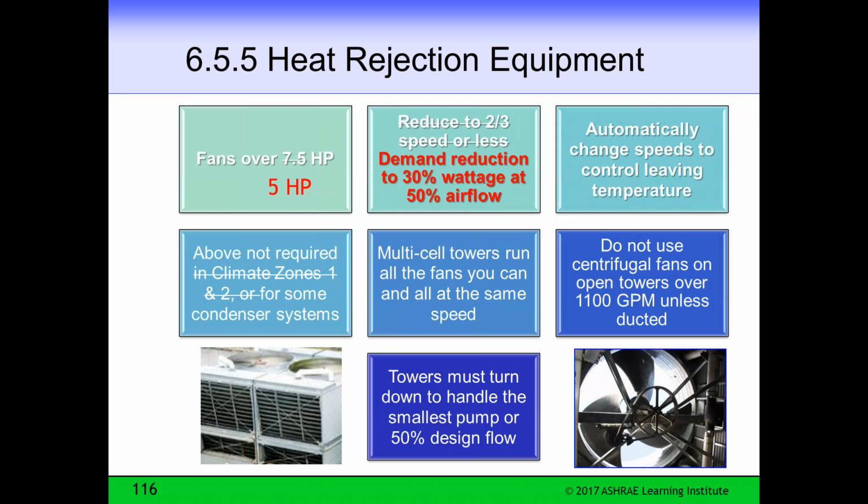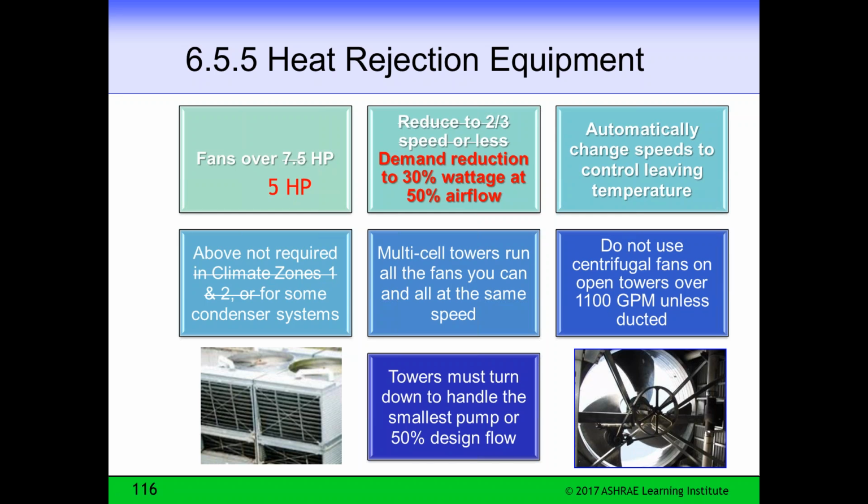And we do not use centrifugal fans on open towers over 1,100 GPM unless ducted. So if you have to use a centrifugal fan because the cooling tower is in the basement and you have to duct it out of the basement and you need that static pressure, then you can do it. But if you're just setting a tower outside just like you would any other tower, then you can't. It is so inefficient to use the centrifugal fan that we don't allow it.